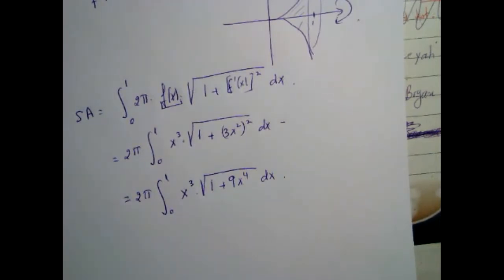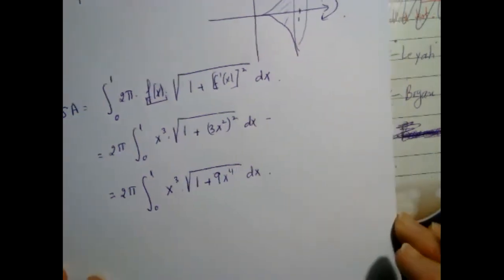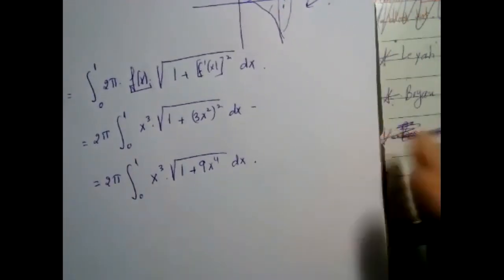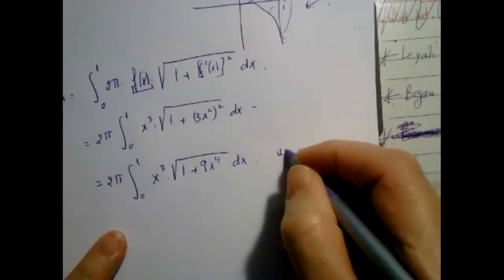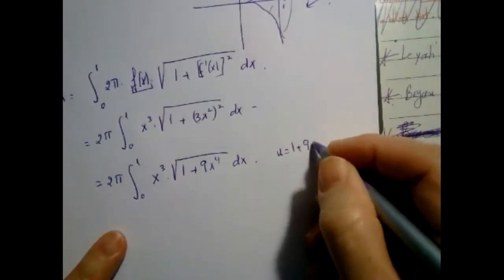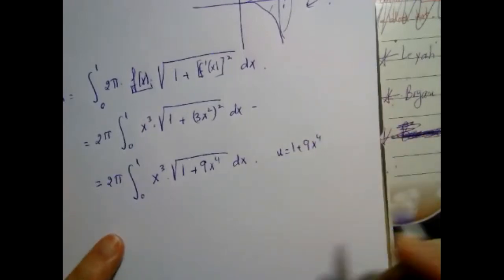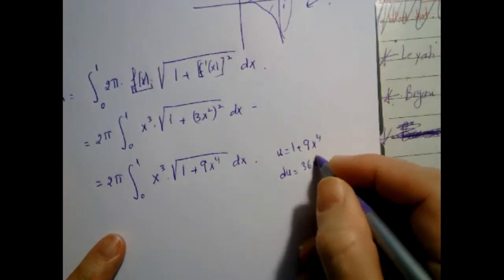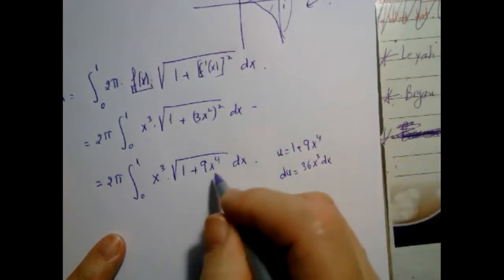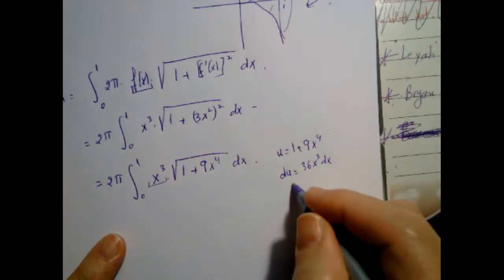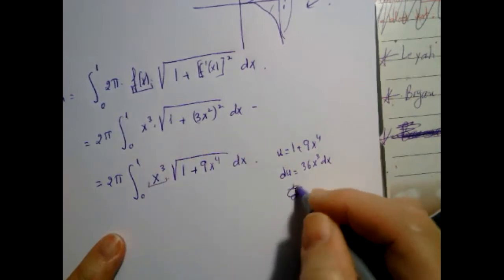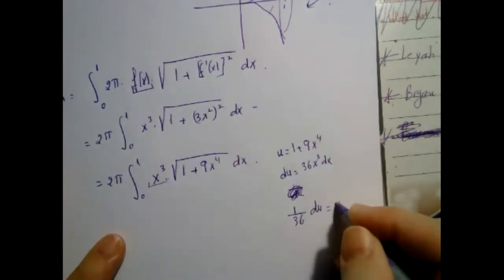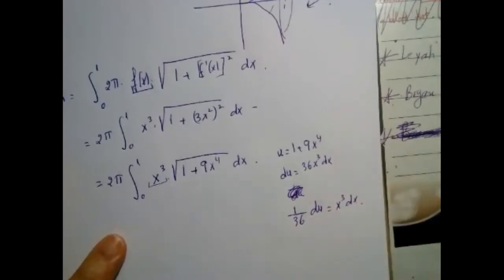And now we have to basically find the antiderivative. So quickly, how shall we find the antiderivative? Use substitution. Substitution. And we're done. u equals 1 plus 9x^4. And then the derivative is 36x cubed dx. Since I only have x cubed here, I have 1 over 36 du is x cubed dx.